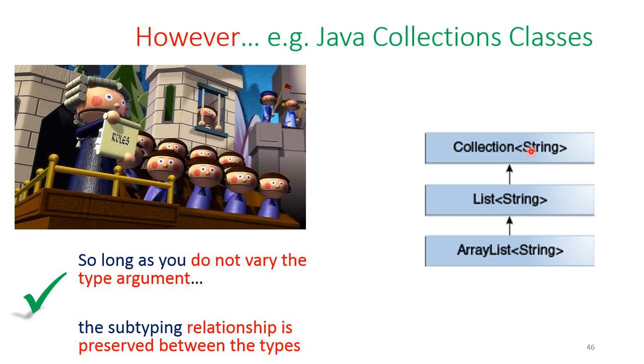We have a collection of string, a list of string, and an array list of string. So these are three classes from the Java collection framework, okay? What they have in common is that each of them is parameterized with the same actual type parameter, string, okay? So there is an inheritance relationship between an array list of string, a list of string, and a collection of string, okay? And this is exactly the kind of relationship you would expect.